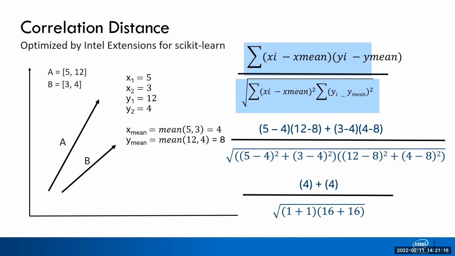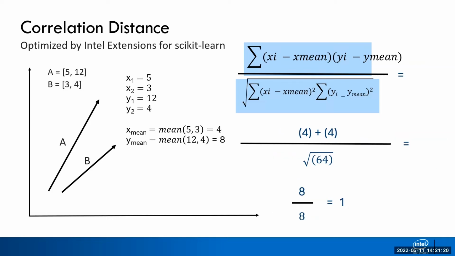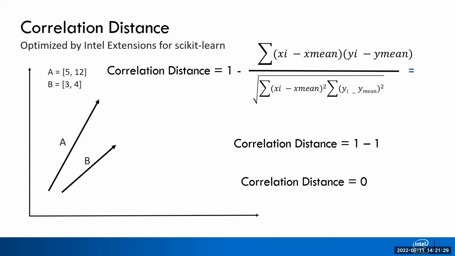This is similar to cos theta, the cosine, but it's different. Once we calculate with the formula, we get the correlation value as 1, and the correlation distance is actually 1 minus the correlation formula, so it will be 0 here. So that's the correlation distance. We'll see examples using both cosine distance and correlation distance.